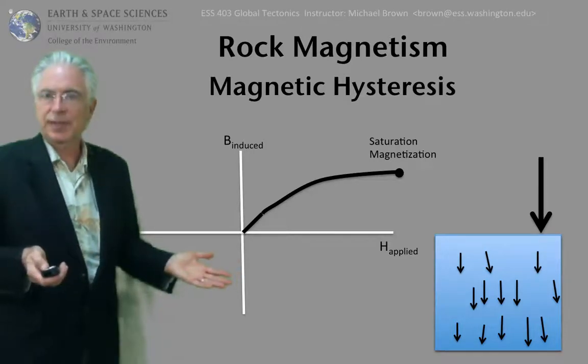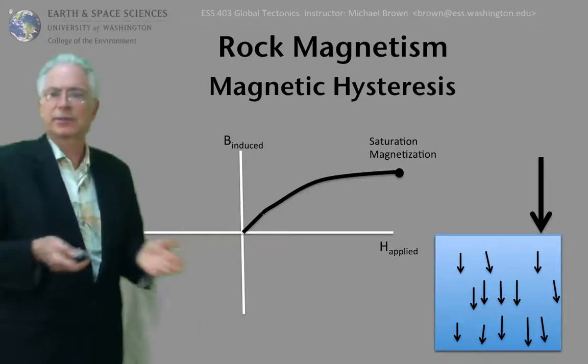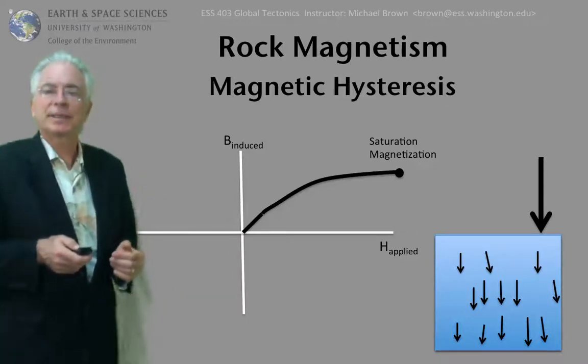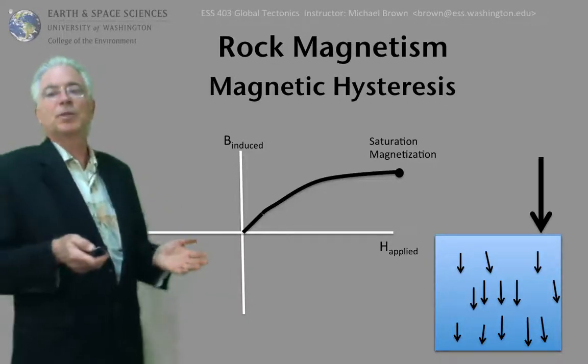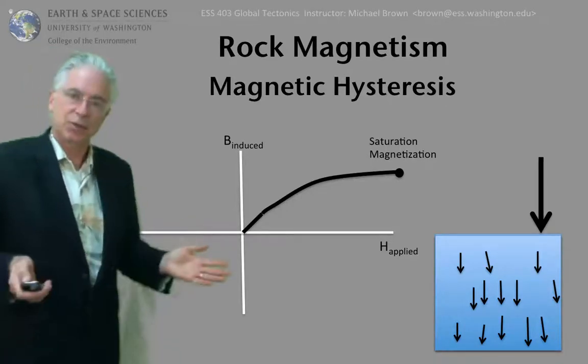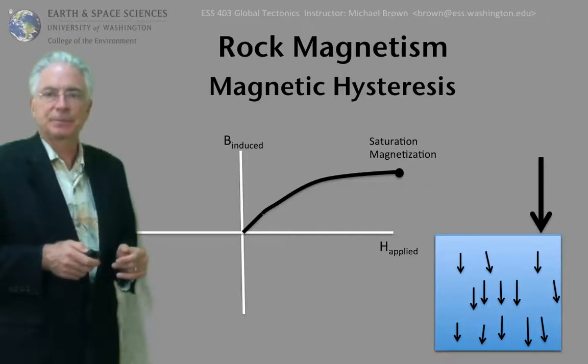Now, why is there a saturation magnetization? Well, it's pretty clear. Looking at the box, we've aligned all the internal magnetic moments. There are no more moments to align. Thus, the induced magnetization is as strong as it's going to get.